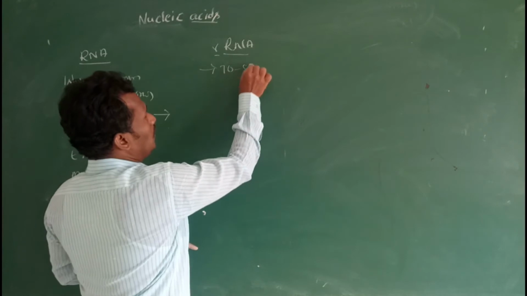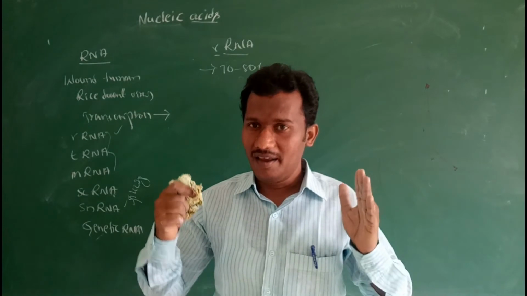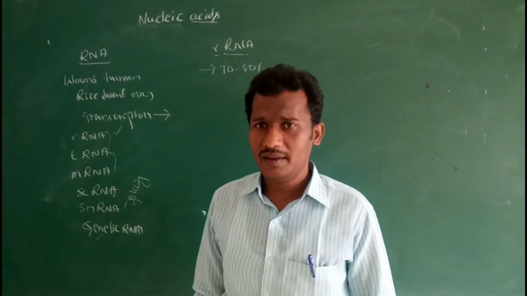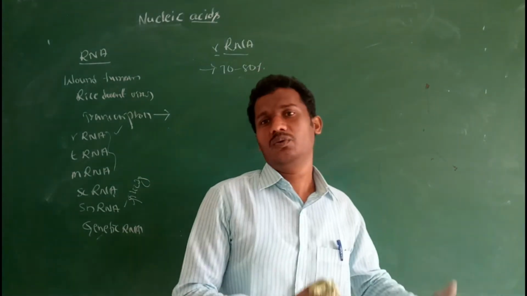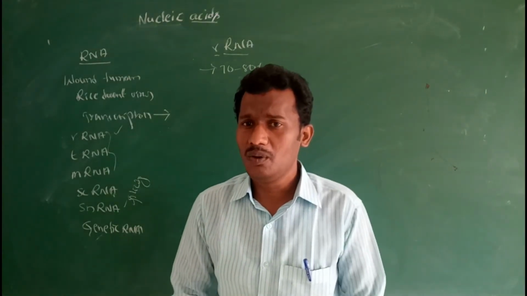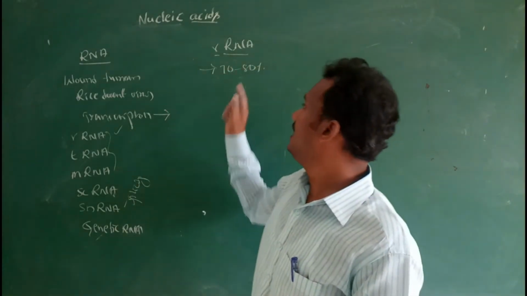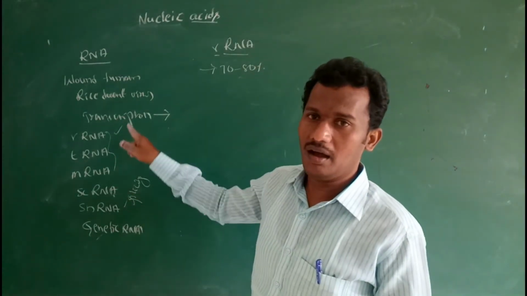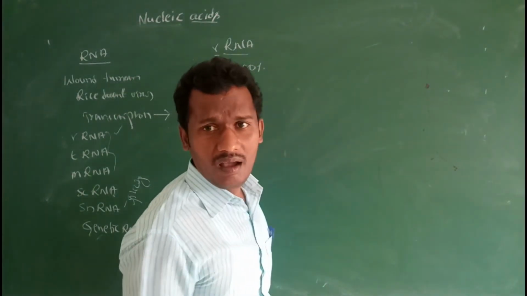Approximately 70 to 80% of RNA in the cytoplasm of the cell. All types of RNAs, rRNA, tRNA, mRNA, are formed by the transcription process in the nucleus, then come out to the cytoplasm of the cell, where they are freely present. So rRNA is the most abundant RNA, nearly 70 to 80% of total RNA. It is a highly stable RNA.